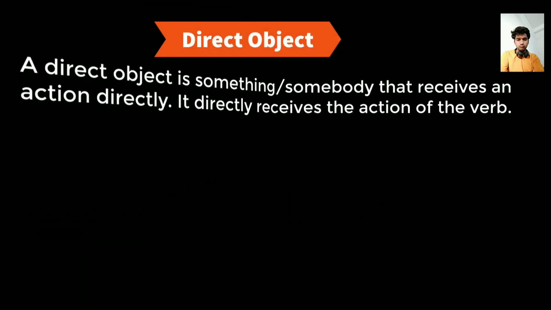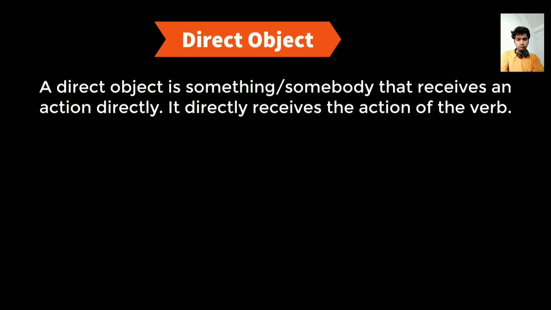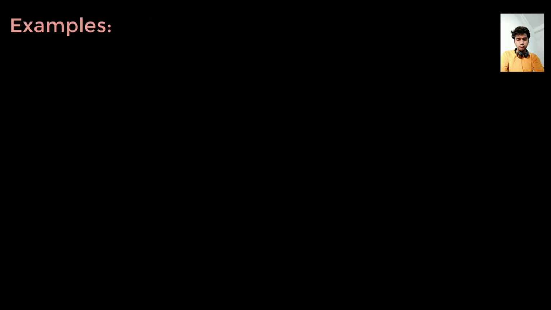A direct object is something that receives an action directly, as the name goes. We can find out just by the name that it is something that directly receives an action. And let me tell you guys, it is generally a thing. So let's take some examples and understand this.